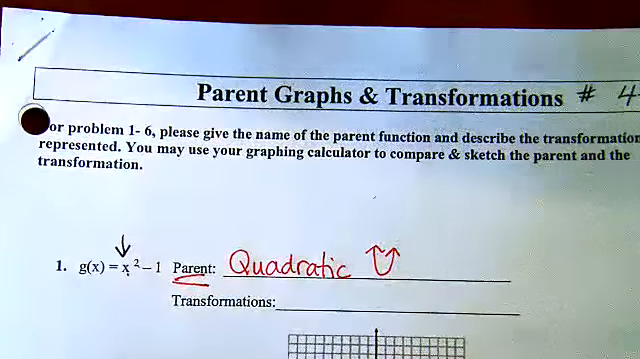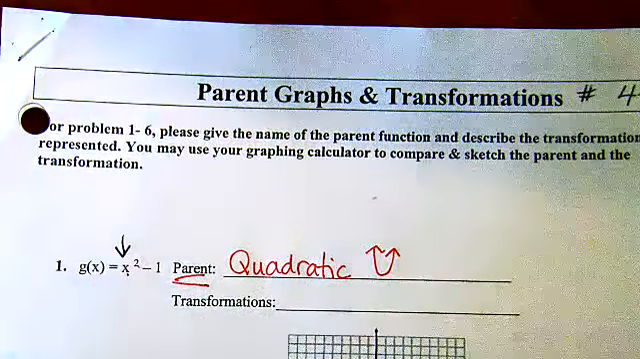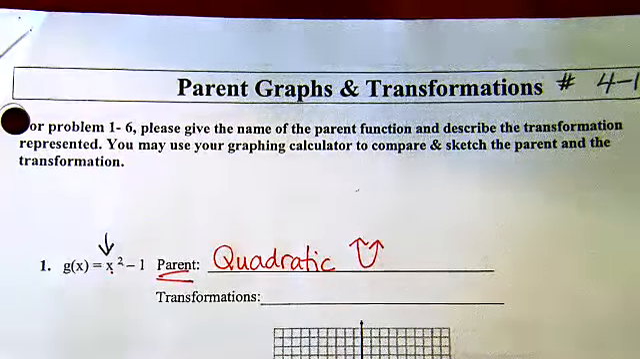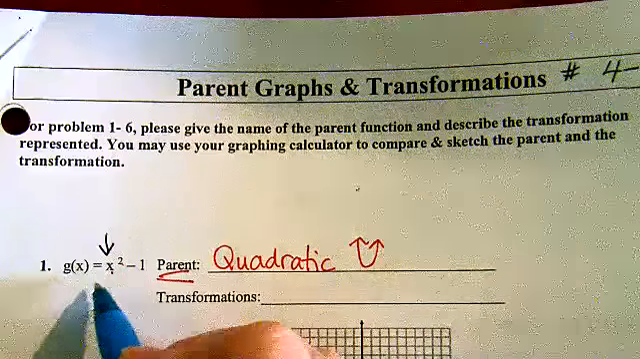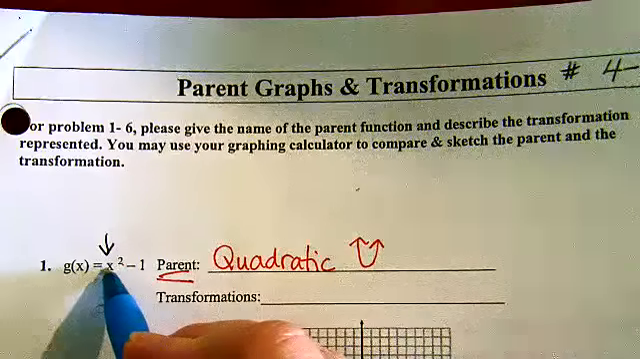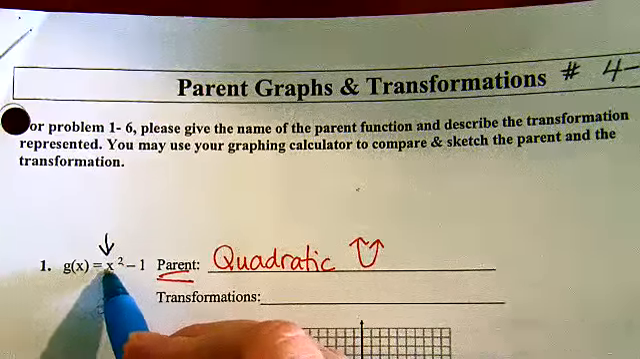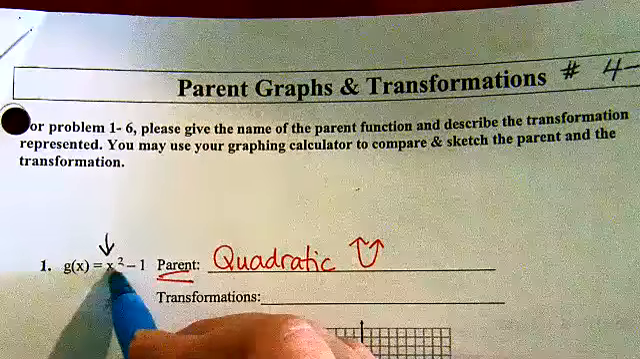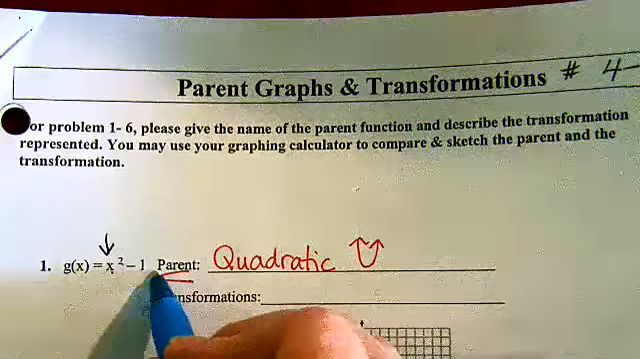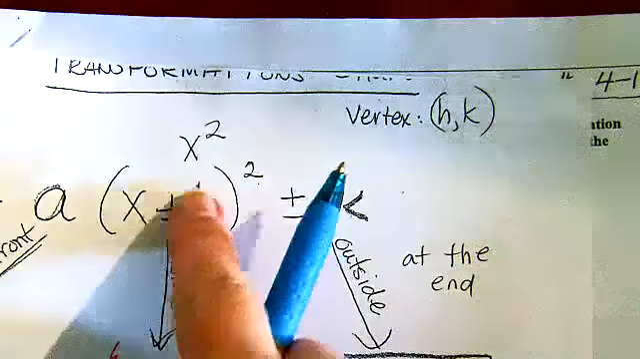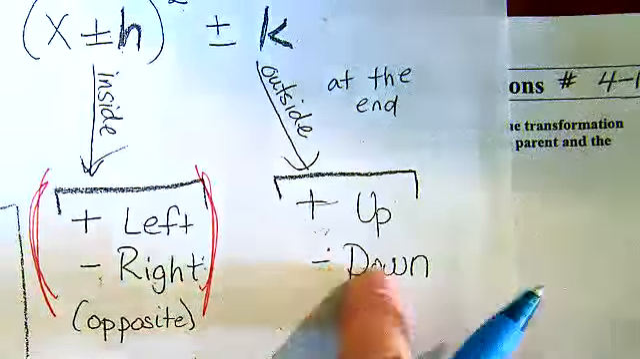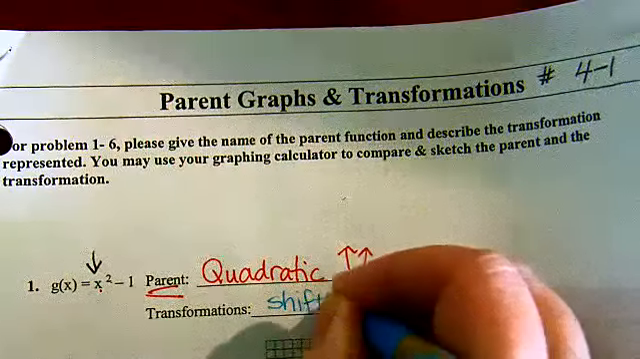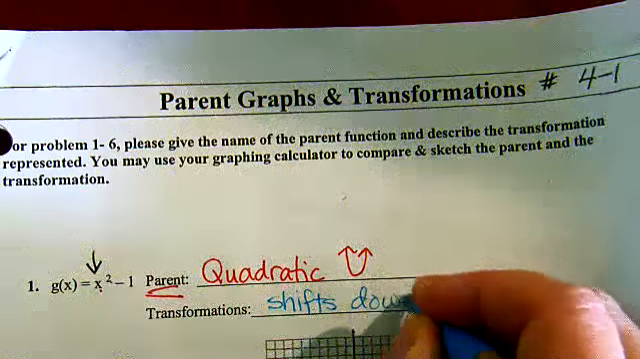Then we're going to read the transformations. I'm going to start looking right after the equal sign. And what I see is nothing. It goes right to the x. So it's not reflecting, it's not stretching, it's not compressing. There's nothing in front here. I don't see any parentheses, so there's nothing right or left. I just see a -1 at the end. So that's after the square, so minus is down. So the only transformation for this one is that it shifts down 1.